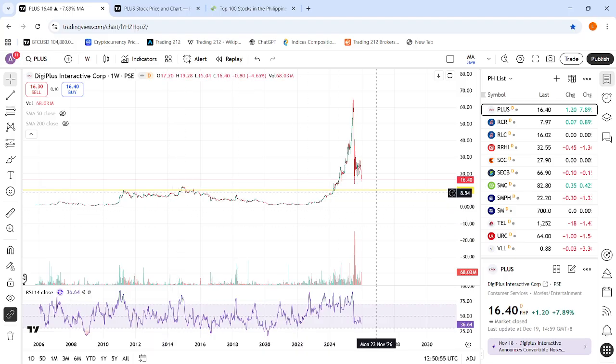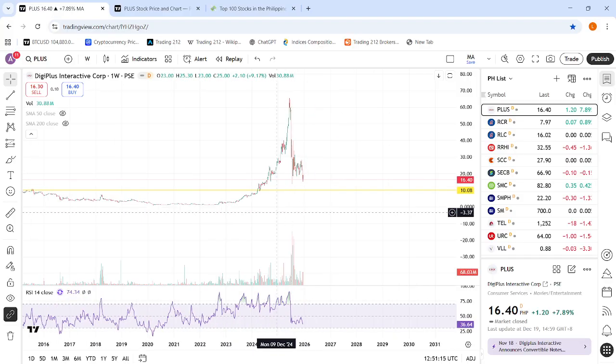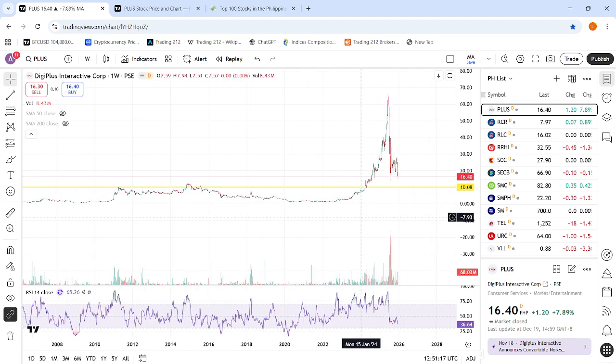So this level used to be our resistance, our supply level. Then after the break of structure, our long-term structure, it automatically becomes our demand level. It's because after the break of structure, there's a lot of buying here, especially on the institutional side. They are pushing the market higher to this level, to 64. Imagine, from 1 peso going to 64.